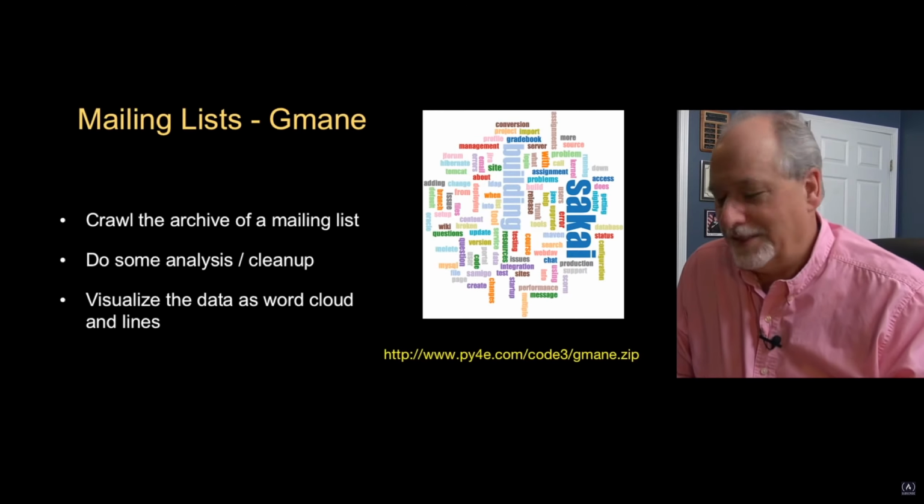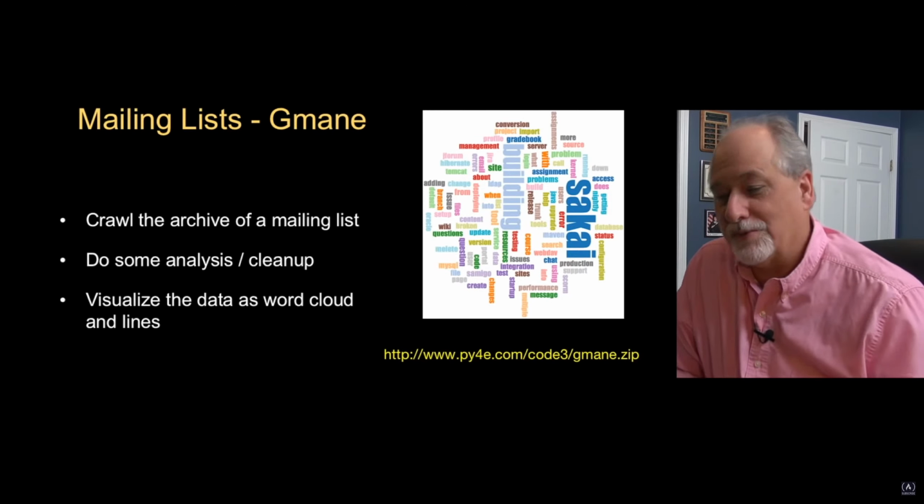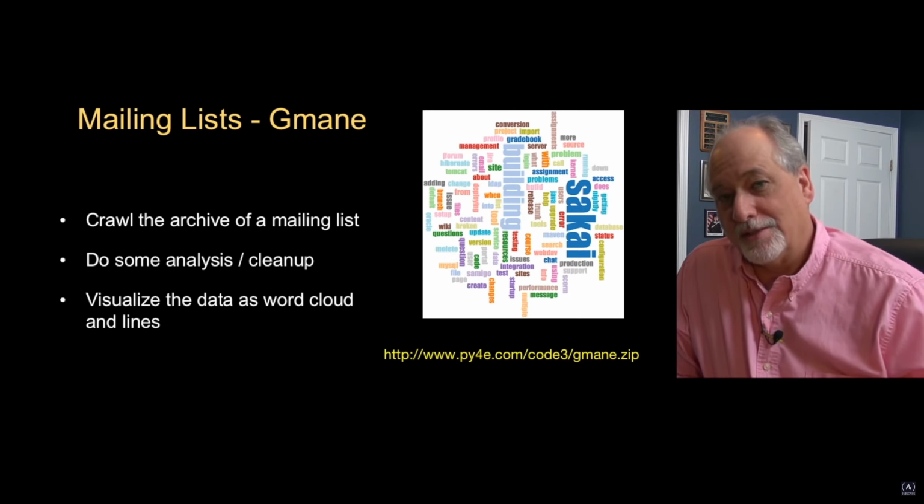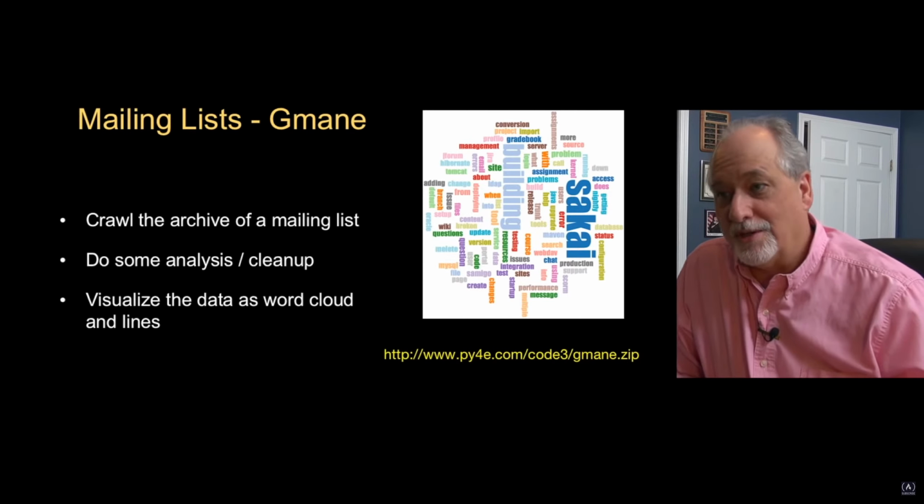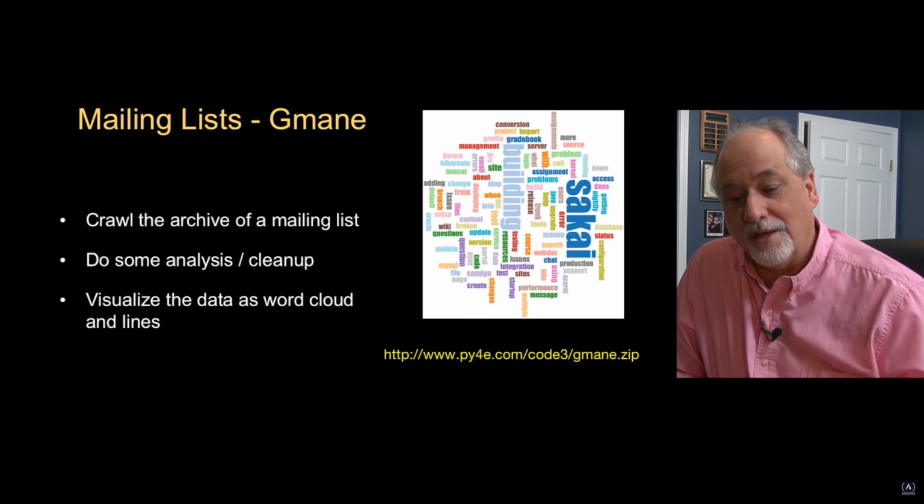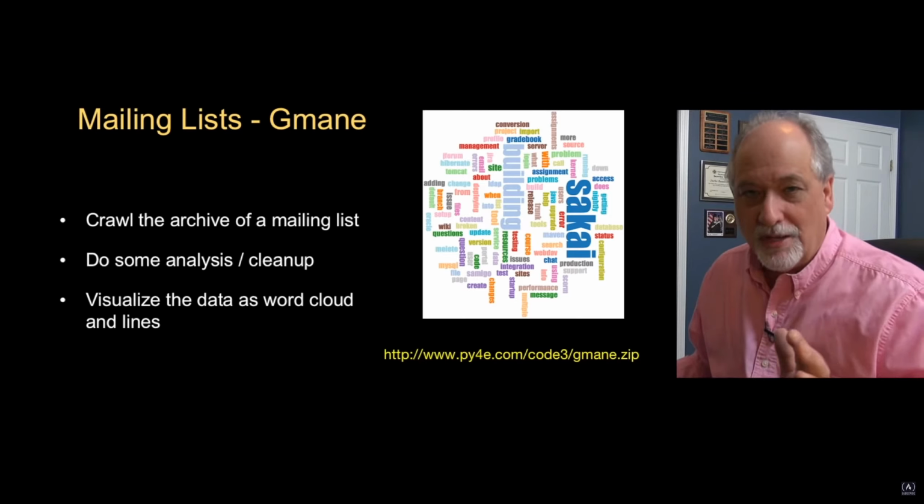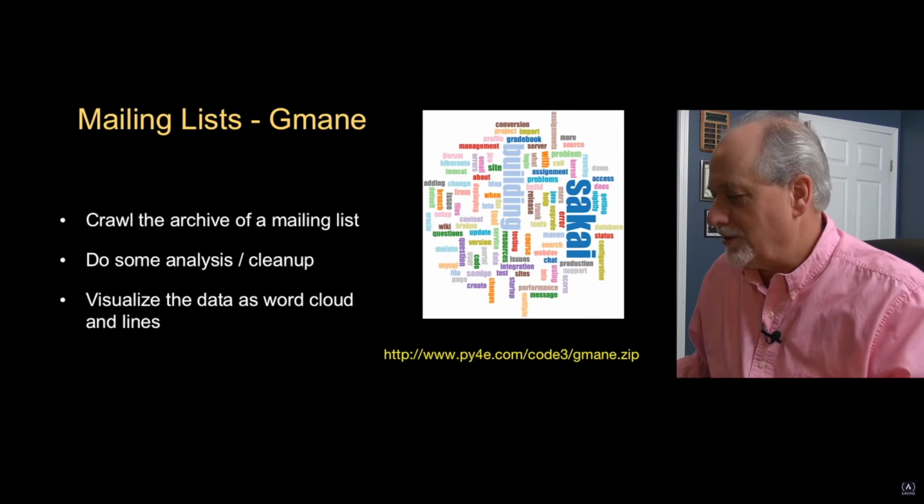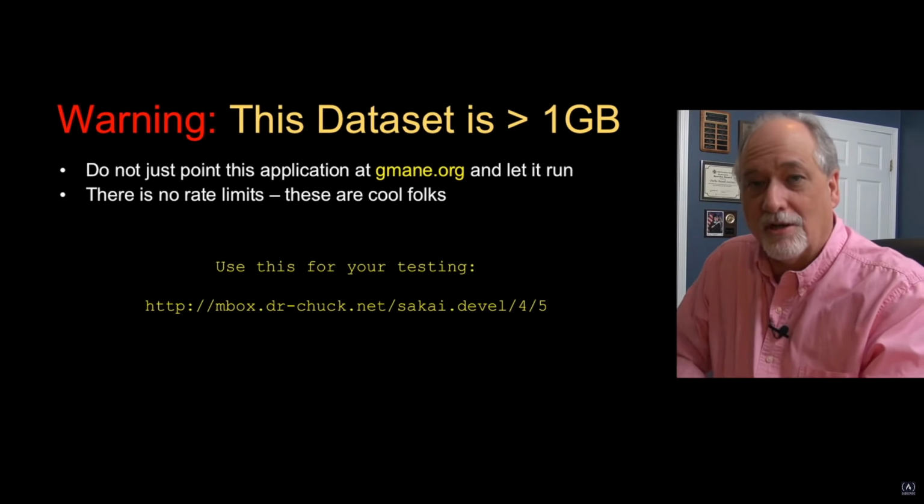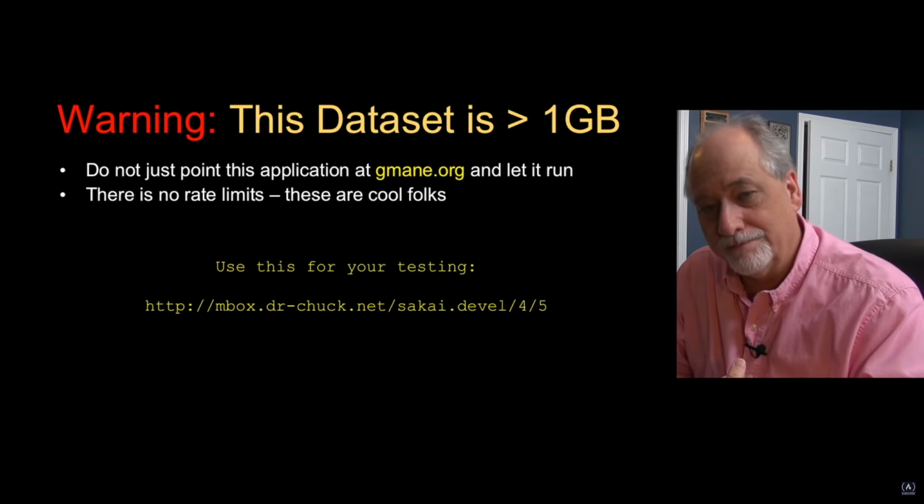And so what we're going to do is we're going to crawl the archive of a mailing list, and then we're going to do two visualizations. One is an activity visualization, and another is a word cloud. So it's probably the more important thing is when I do the demonstration of how the software works. This is a large data set, so you've got to be careful.